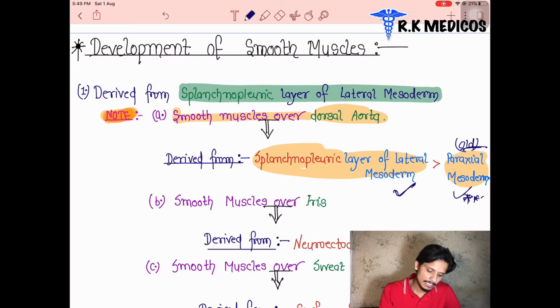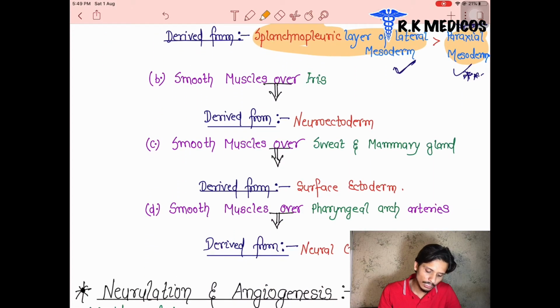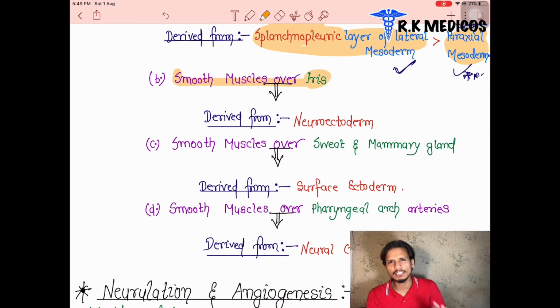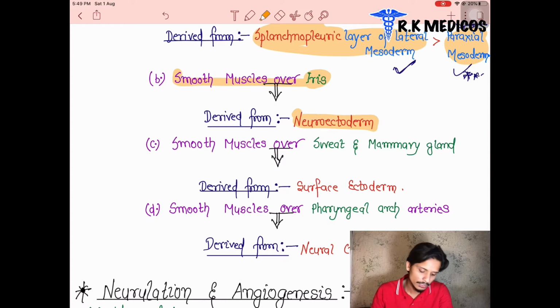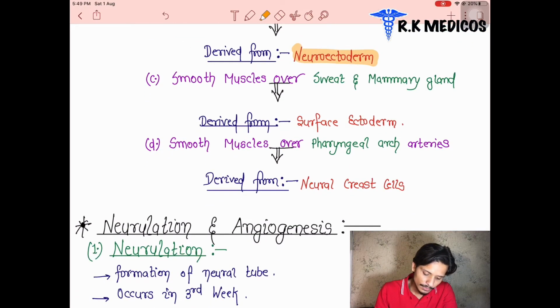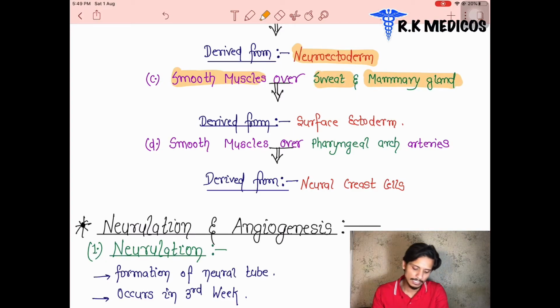Next we can see the smooth muscles of the iris: dilator pupillae and sphincter pupillae. These are the muscles present in our iris. They do not develop from the splanchnopleuric part of the lateral mesoderm. They develop from the neuroectoderm, so it is an exception here. Next, the smooth muscles of the sweat and mammary glands. They develop from different parts, not from the splanchnopleuric part of the lateral mesoderm.